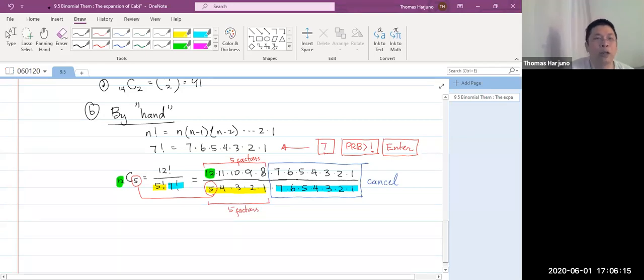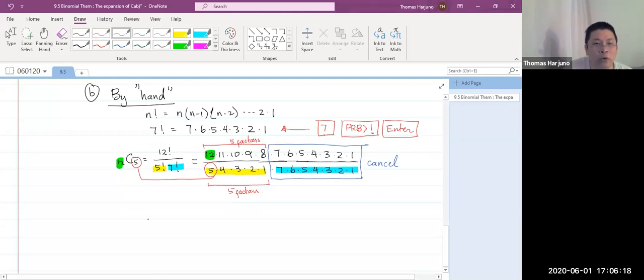Okay, let me redo it. So when you ask me to compute 12 combination 5, I basically compute this. This 12 here is the number I start from at the top: 12, 11, 10, 9, 8. How do I know? I need 5 factors. So start from 12, and count 1, 2, 3, 4, 5. Now how about the denominator? You start from that 5: 5, 4, 3, 2, 1. That's what you multiply.